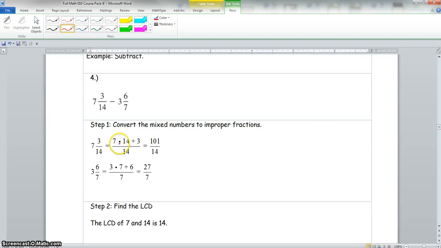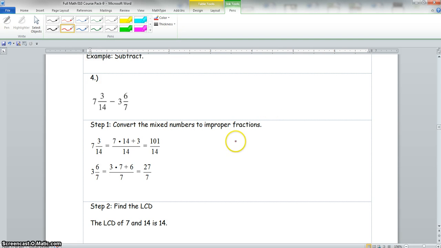Then we do the order of operations. Multiplication comes before addition. 7 times 14 is 98, plus 3 is 101. Now we do the same thing down here, but we have 7 as our denominator. So our denominator stays 7. So our numerator, we'll take 3 times 7 plus 6. So this gave us 27 over 7.